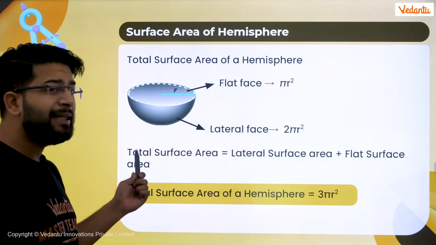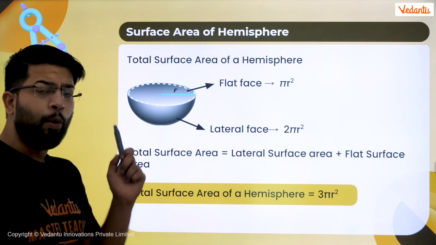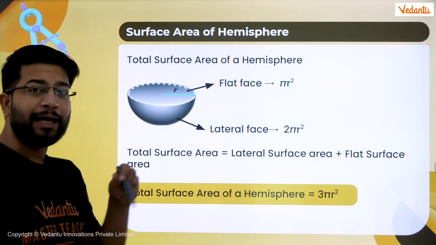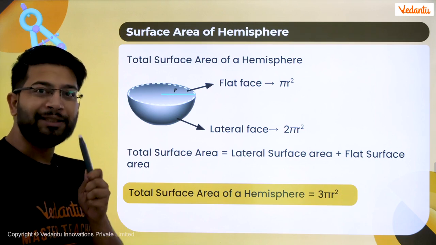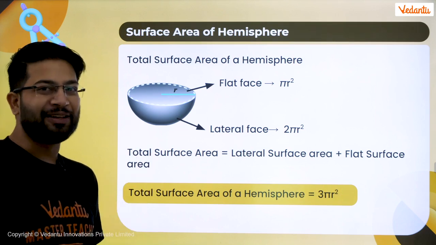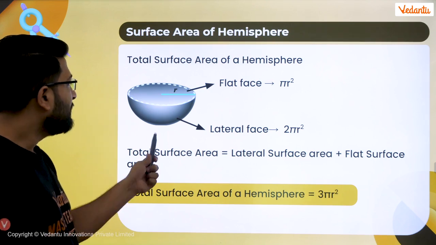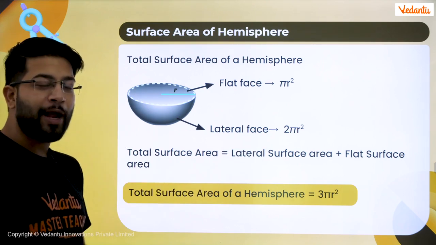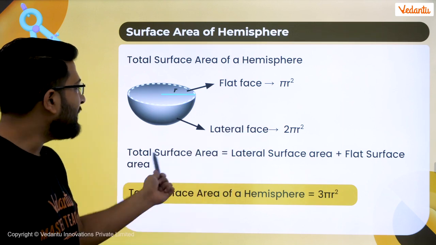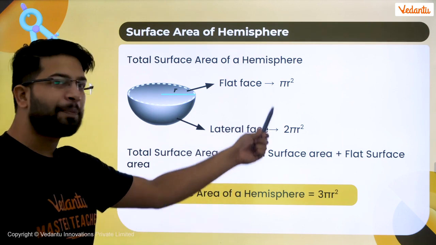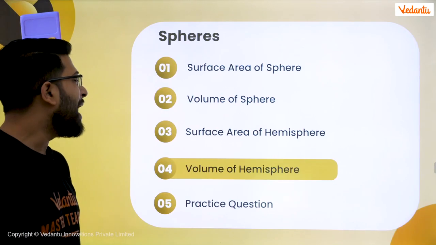Now champ, after cutting the sphere into two equal parts, one flat circular surface has emerged, and we have to consider that surface in the total surface area. So champ, the total surface area will be what? CSA 2 pi r square plus the area of the circular base pi r square, that will be equal to 2 pi r square plus pi r square, 3 pi r square. So remember it. Okay? Very good.